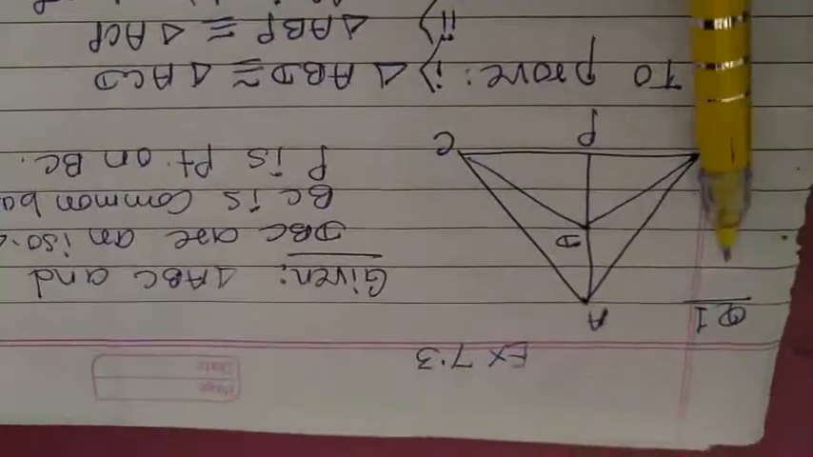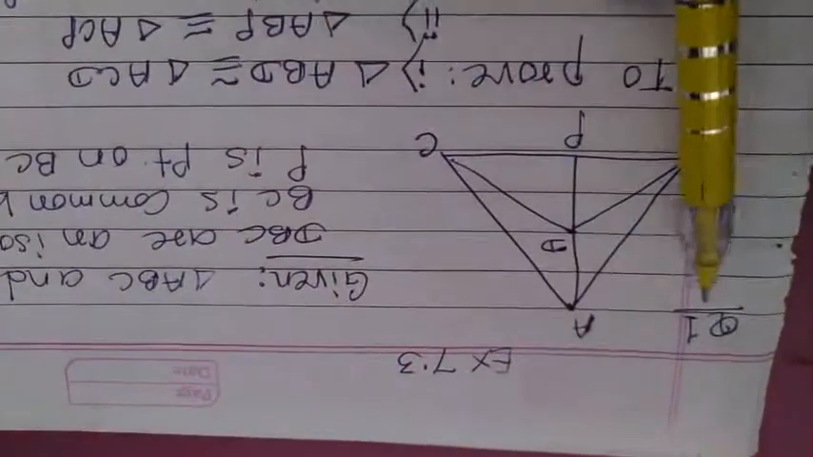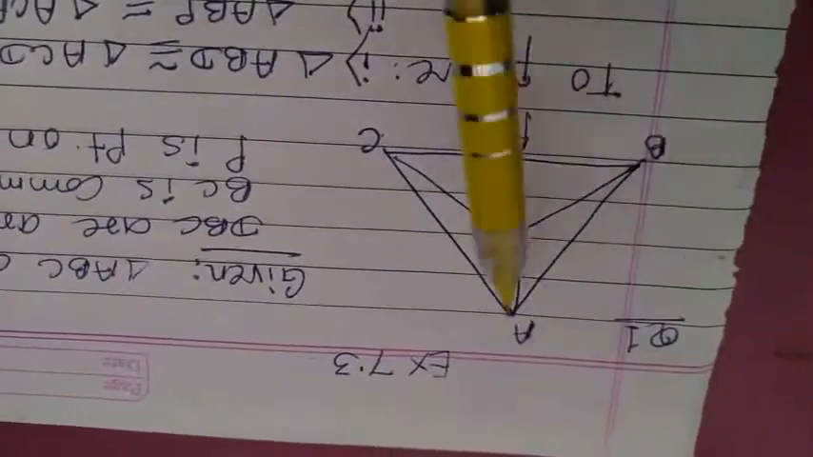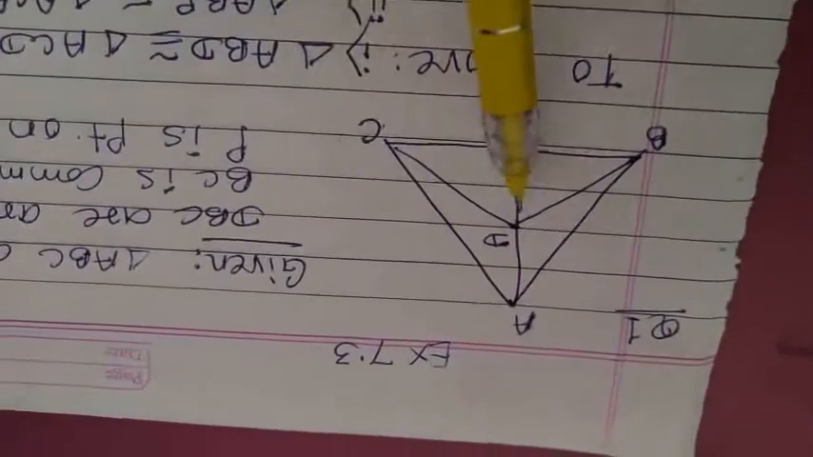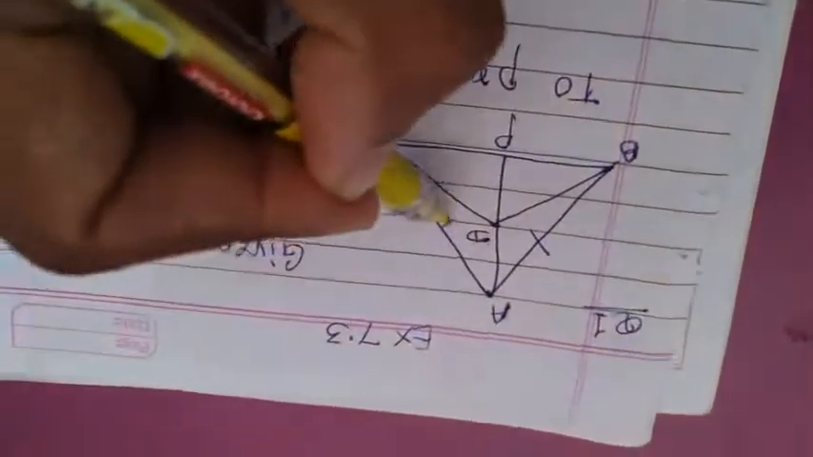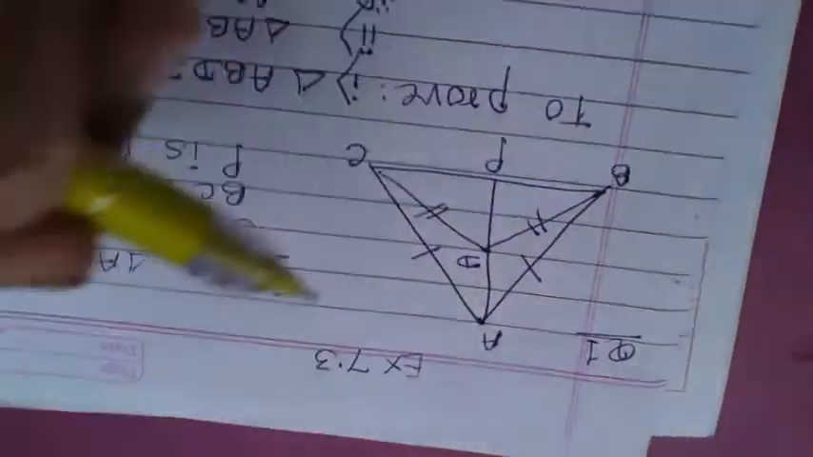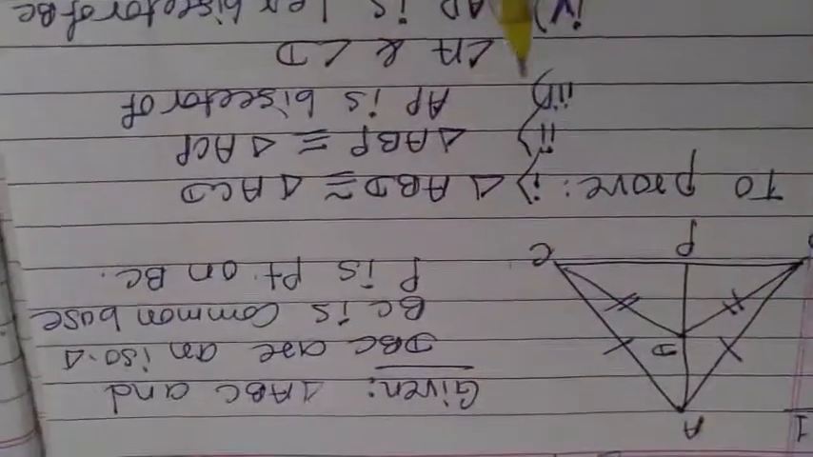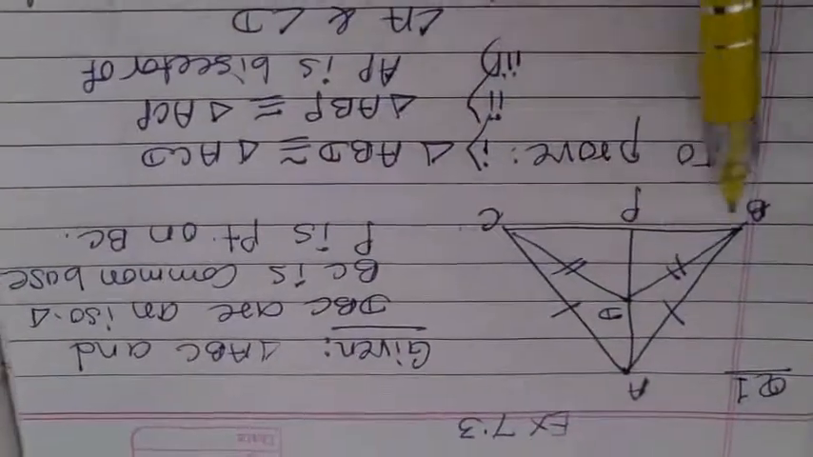Now see the question, exercise 7.3, question number 1. Triangle ABC, it is given AB is equal to AC and BD is equal to DC. Means triangle ABC and triangle DBC both are isosceles triangles. BC base is common for both the triangles. P is any point on BC.